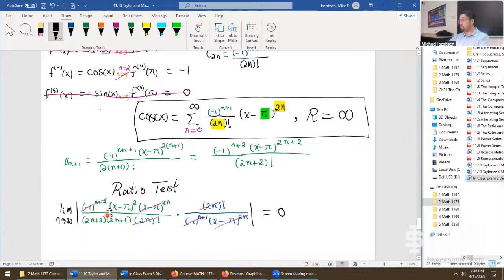Does that make sense to folks at the moment with that limit? Okay, we get 0. This is less than 1. We're mentioning that because that now implies convergence. And this happens for all x. So r is infinity, as expected.